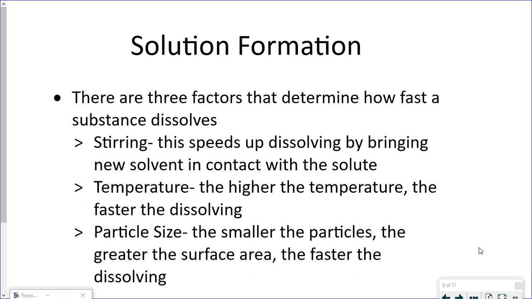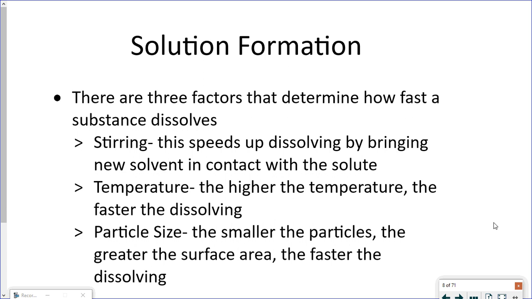In terms of solubility, we're going to look at how we're actually going to dissolve substances. So solubility looks at how much can be dissolved. So there are three factors that determine how fast a substance will dissolve.